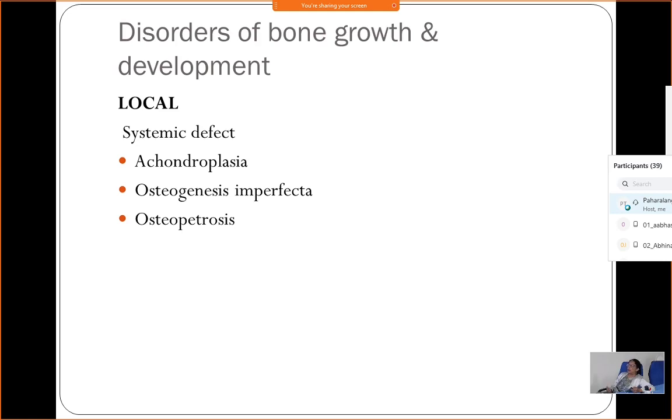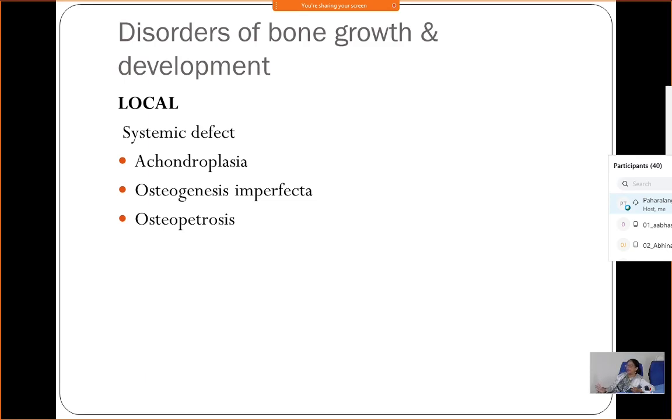Then there is osteogenesis imperfecta, which is a group of genetic disorders where there is defective collagen type 1 synthesis. If you remember, bone has type 1 collagen, which gives the matrix of the bone. In these patients there is a defect in the synthesis of collagen type 1. Based on the genetic defect, osteogenesis imperfecta can have many different subtypes. You just have to remember it is a defect in type 1 collagen synthesis.